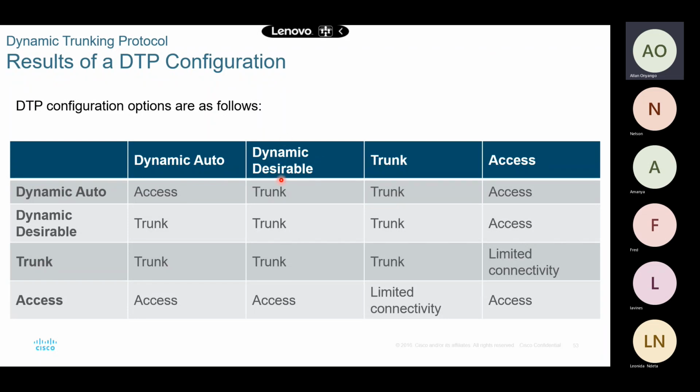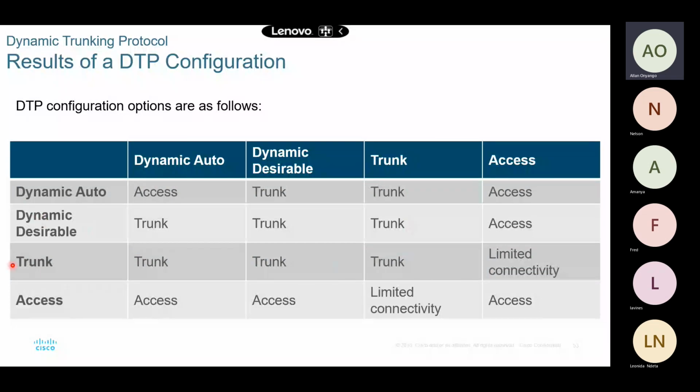Dynamic desirable with dynamic auto will form a trunk. Dynamic desirable with dynamic desirable forms a trunk. Dynamic desirable with trunk will form a trunk, and dynamic desirable with access will form access. If one side is trunk and the other side is dynamic auto, they form a trunk. One side trunk, the other side dynamic desirable, forms a trunk. One side trunk and the other side trunk form a trunk.